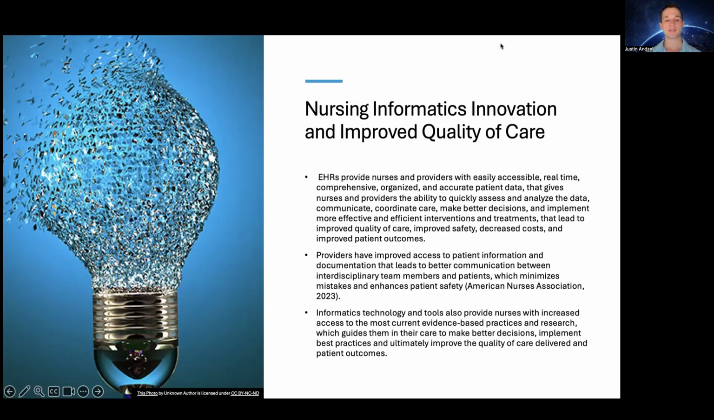Providers have improved access to patient information and documentation that leads to better communication between interdisciplinary team members and patients, which minimizes mistakes and enhances patient safety. Informatics technology and tools also provide nurses with increased access to the most current evidence-based practices and research, which guides them in their care to make better decisions, implement best practices, and ultimately improve the quality of care delivered and patient outcomes.